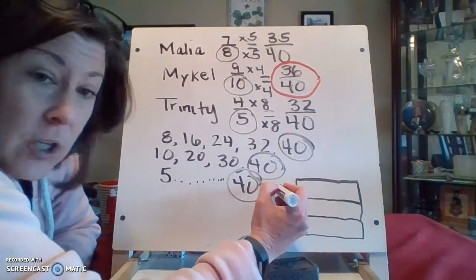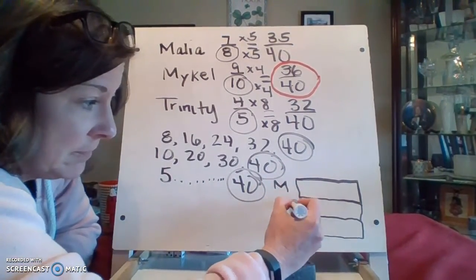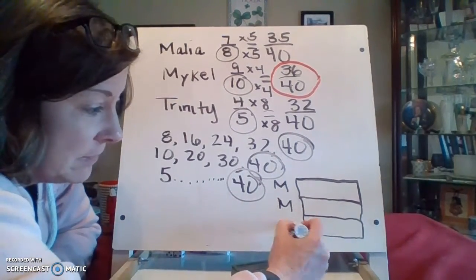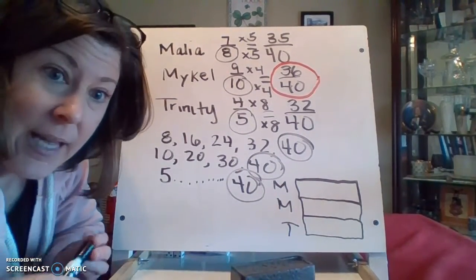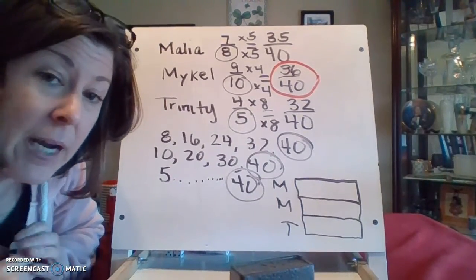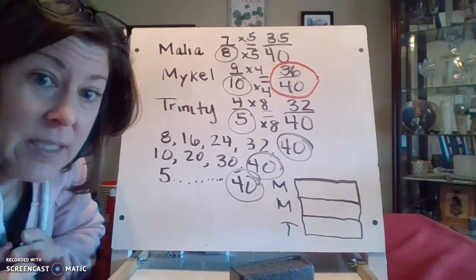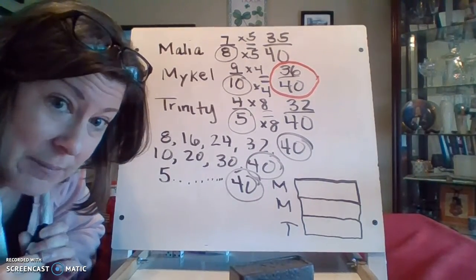So if I were going to have Malia, Michael, and Trinity, I would have to make sure that, to the best of my ability, I partitioned Malia's into eighths, Michael's into tenths, and Trinity's into fifths.